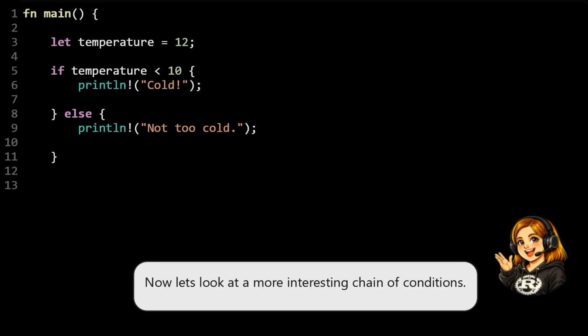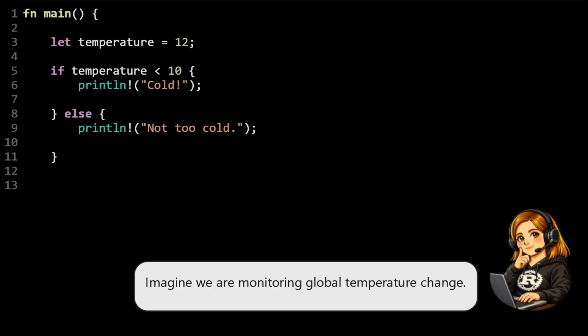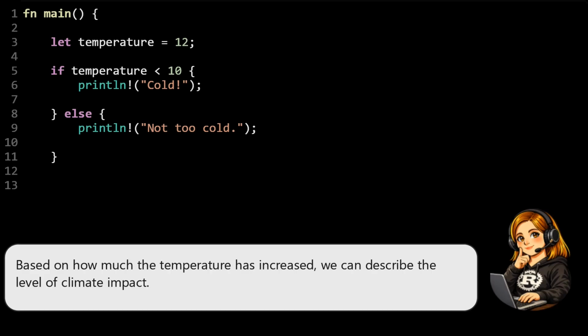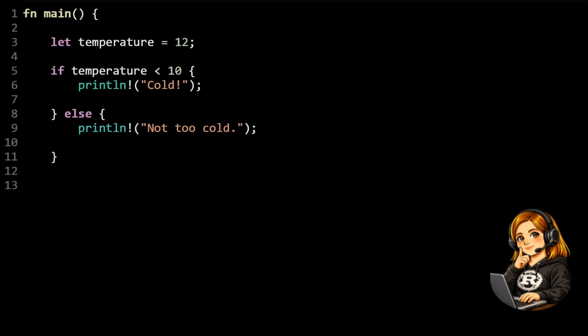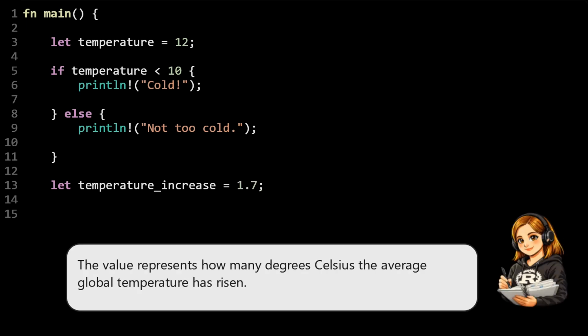Now let's look at a more interesting chain of conditions. Imagine we are monitoring global temperature change. Based on how much the temperature has increased, we can describe the level of climate impact. The value represents how many degrees Celsius the average global temperature has risen.